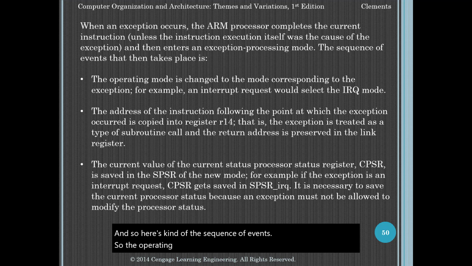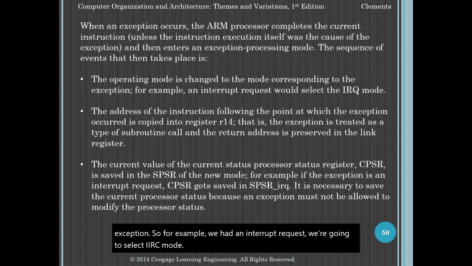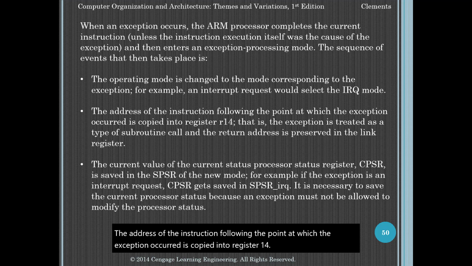And so here's the sequence of events. The operating mode is changed to the mode corresponding to the exception. So for example, if we had an interrupt request, we're going to select IRQ mode. And I say we, the processor, it just does it. We are not doing anything. The address of the instruction following the point at which the exception occurred is copied into register 14. So the exception is treated as a type of subroutine call, and the return address is preserved in that link register. Basically, if we can recover, we know where to go.